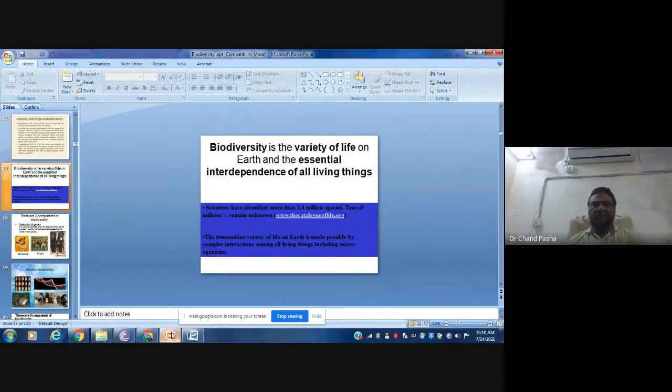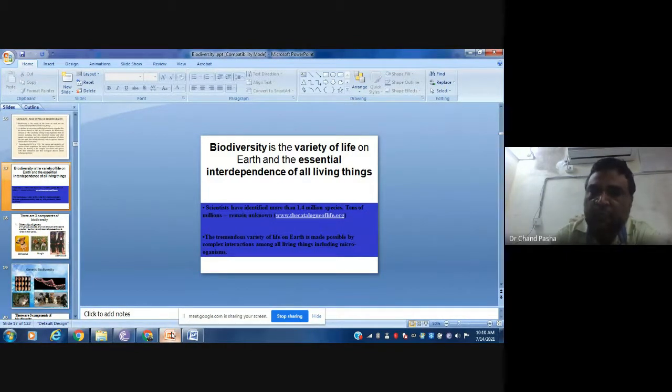So the first definition, as I told you, is what I follow. So you follow this one. This is more than enough. Biodiversity is a variety of life on the earth and the essential interdependence of all living things. You will definitely be asked about biodiversity, or otherwise the different types of biodiversity, so this definition is mandatory for you.